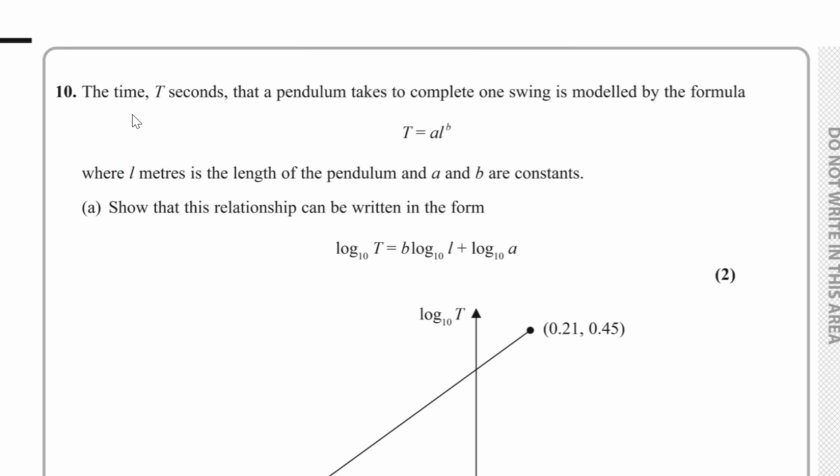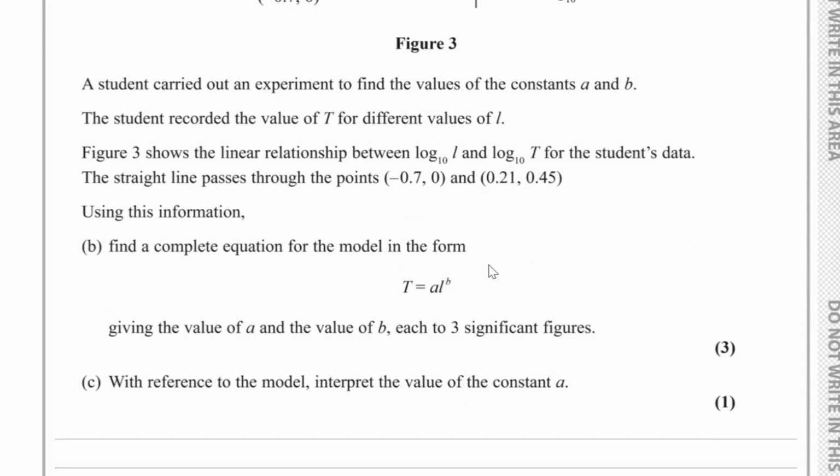Question number 10. The time t seconds that a pendulum takes to complete one swing is modelled by the formula t equals a L to the power of b, where L meters is the length of the pendulum and a and b are constants. For part A, we have to show that this relationship can be written in the form log base 10 of t equals b times by log base 10 of L plus log base 10 of a.